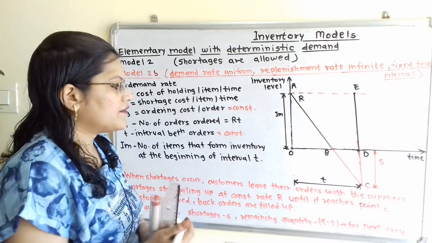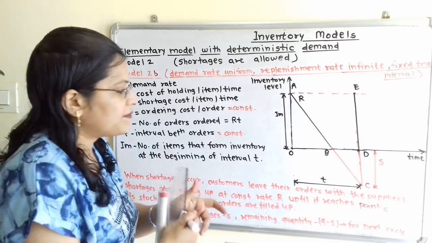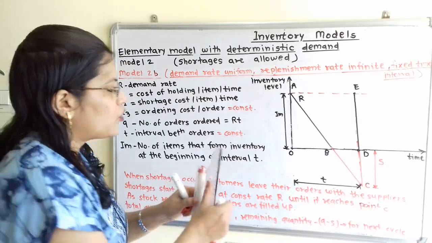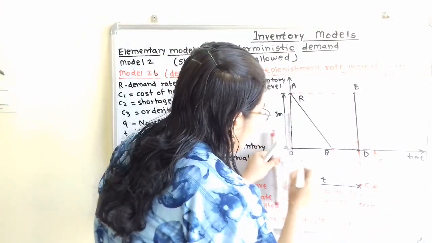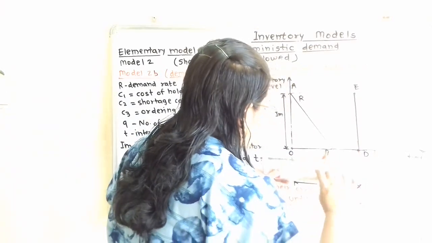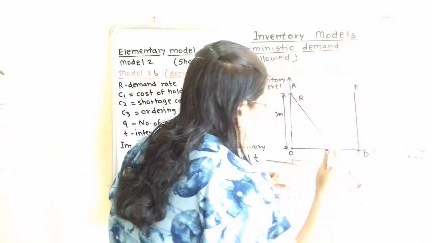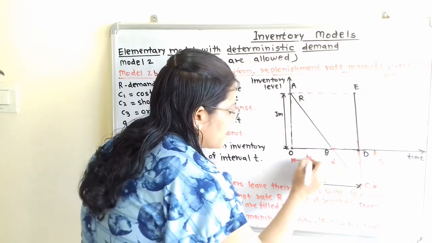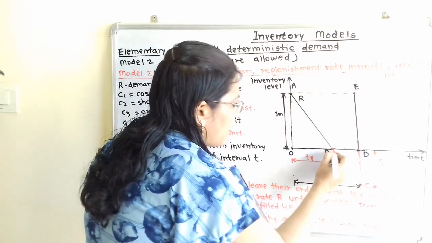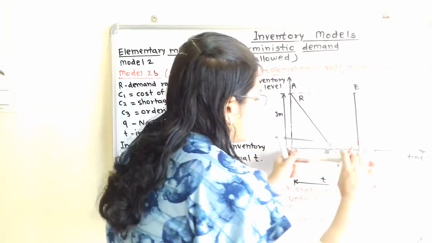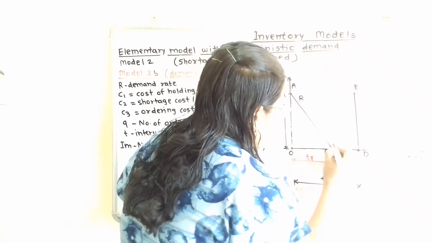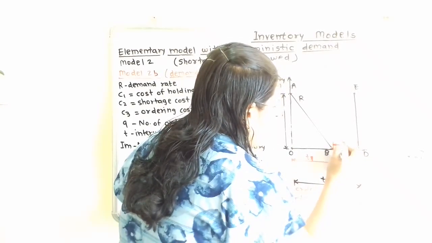The time interval T is divided into two parts. From O to B that will be T1, and at this point B inventory becomes 0. After that, from B to D, this time interval is known as T2 because this is the time interval for the shortage.